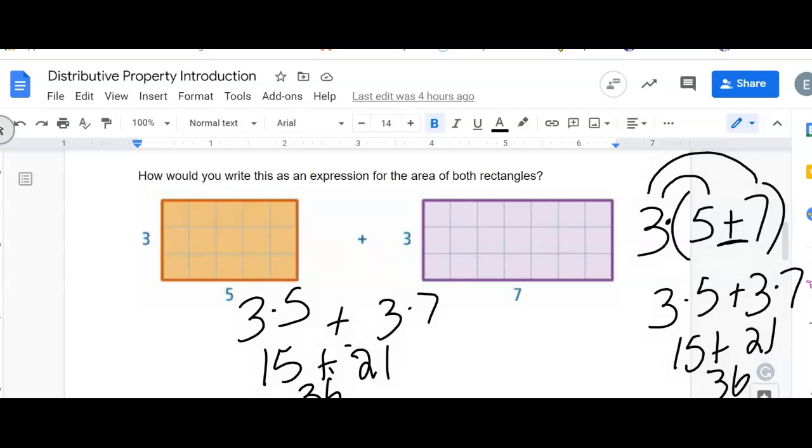That is the distributive property. Think you can handle that? All right. I told you you're going to do some drawing today. Are you ready to draw?